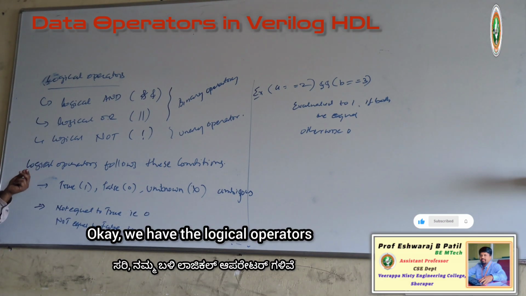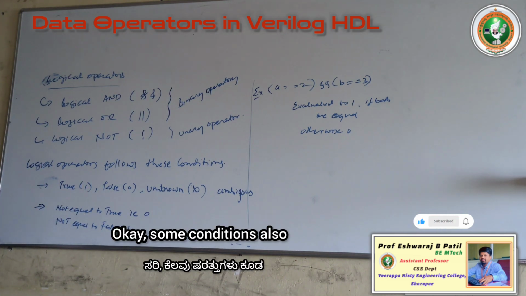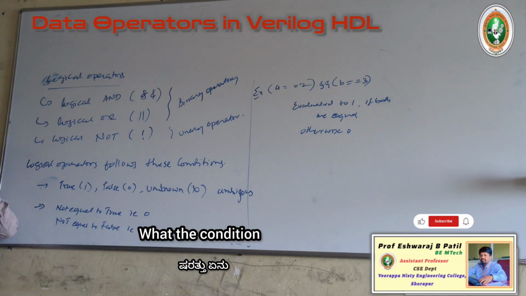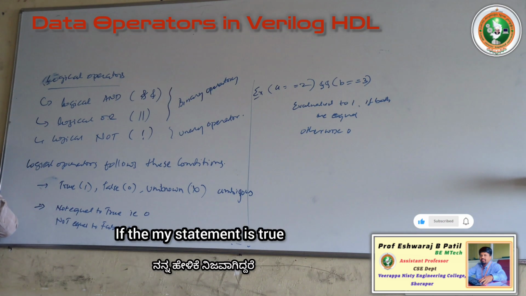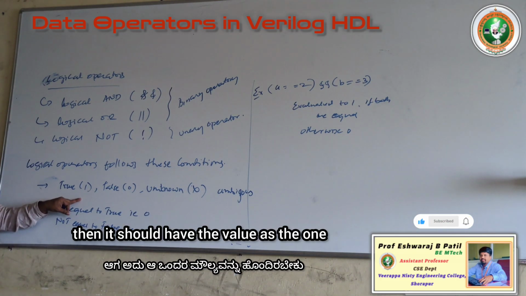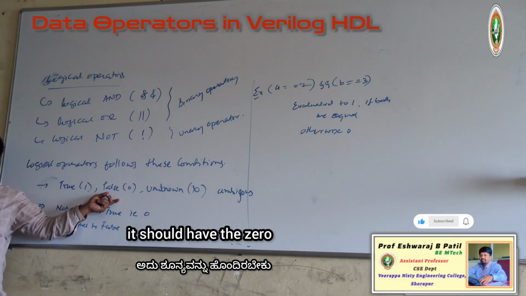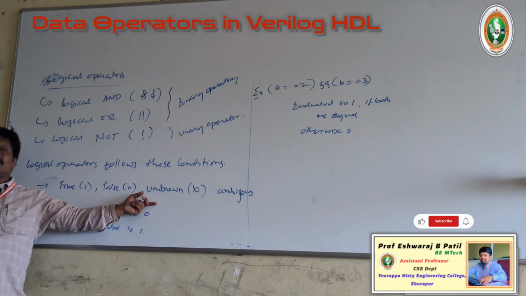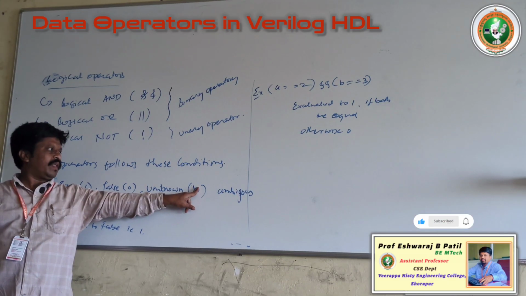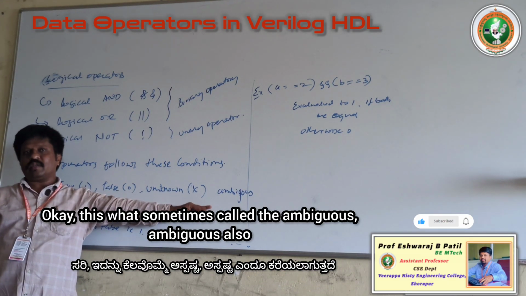Okay, we have the logical operators with some conditions also. What is the condition? If the statement is true, then you should have the value 1. If it is false, you should have 0. If it is an unknown value, you should have x. This is what we sometimes call ambiguous also.